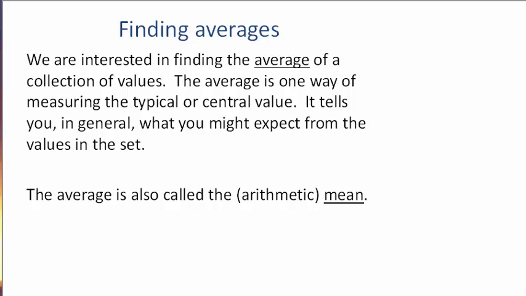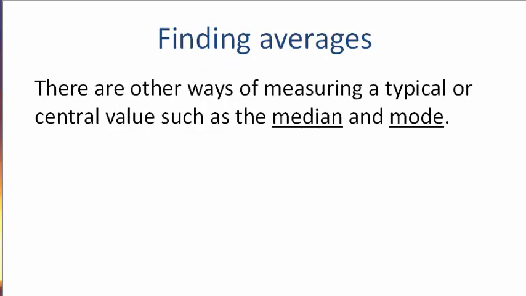So let's talk about what we mean when we say average. The average of a collection of values is one way of measuring a typical or central value. It tells you in general what you might expect from the values in that set. Sometimes you'll hear the average called the arithmetic mean. There are other ways of thinking about a typical or central value, such as median and mode, but we will not be discussing those in this video.